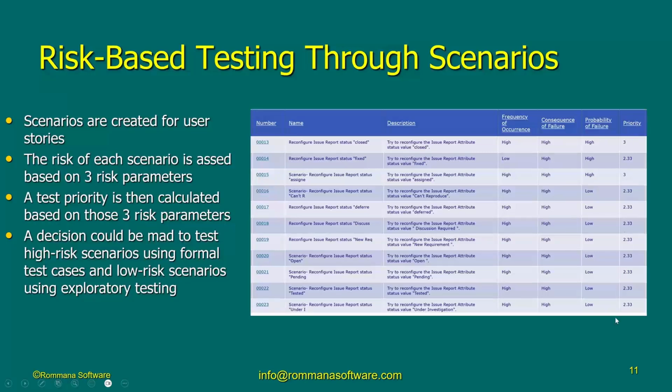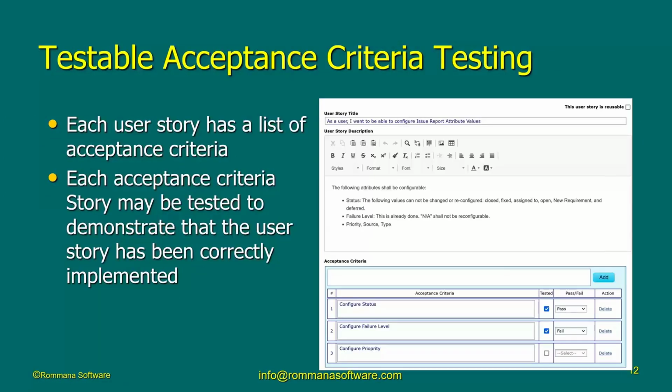All right. So as you can see here, based on this number that we call testing priority, you can determine which scenarios are more critical to test than others. Again, all the details about risk-based testing are explained in my webinar on scenario-based development and testing.